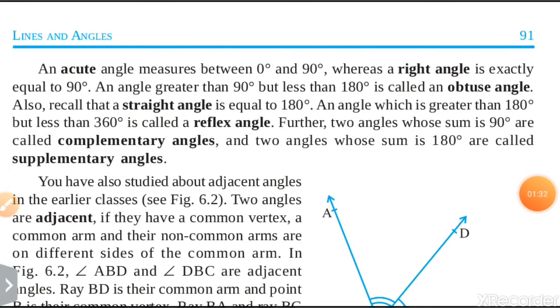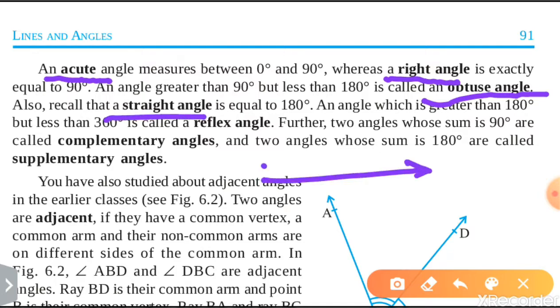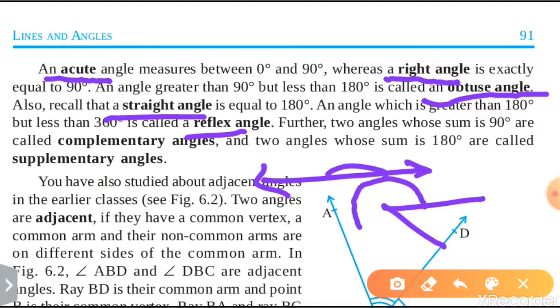Now these are the types of angles you know very well. Acute angle is less than 90 degrees, right angle is exactly 90 degrees, obtuse angle is an angle more than 90 degrees, straight angle is exactly 180 degrees, and reflex angle is an angle more than 180 degrees. These angles are known as reflex angles.